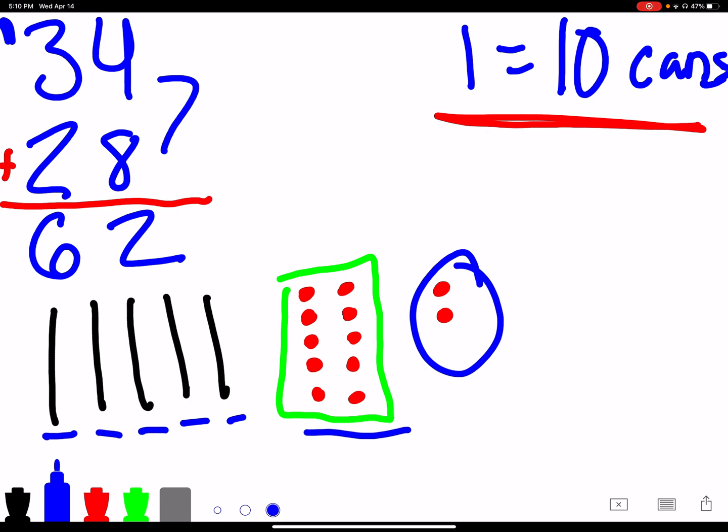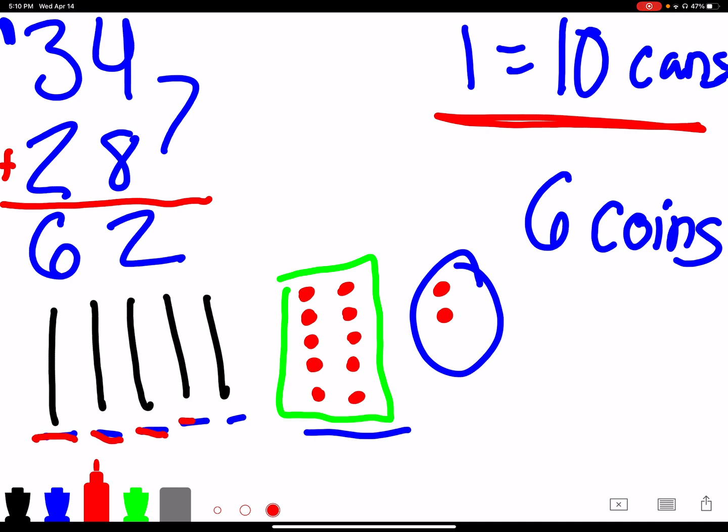But then this problem says 10 cans equals 1 coin. So we would earn 6 coins. Because how many tens do we have? We have 1, 2, 3, 4, 5, 6. And we had 2 cans left over, but they didn't have enough to make a 10. So it's kind of like we have to disregard them since we just want 10 cans for every coin. Okay. So you have 2 left over, but they didn't make enough to make a 10.